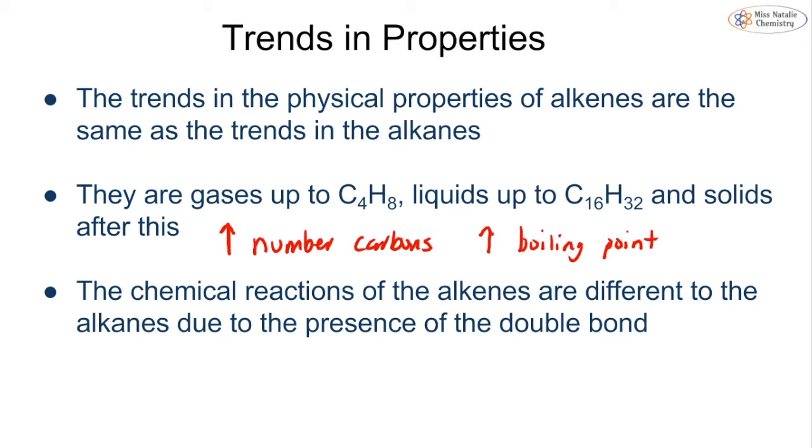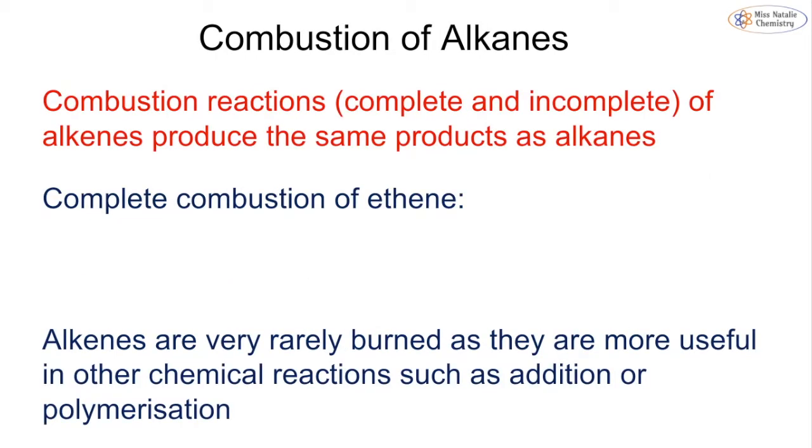Now, the main difference between the alkanes and the alkenes is when we look at the chemical reactions. And this is because we have this double bond. This carbon-to-carbon double bond actually makes the alkenes quite reactive. So the opposite of our alkanes, where they were quite unreactive, this carbon-to-carbon double bond still allows it to react.